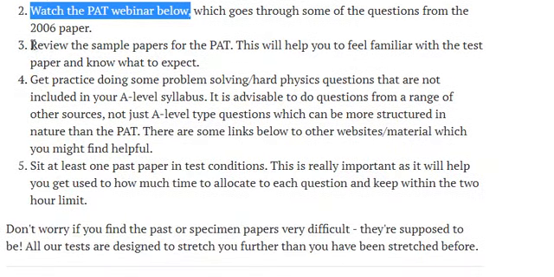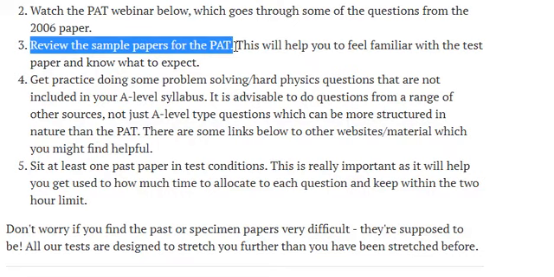The most important thing is to review the past papers of the PAT. If you have past papers of the PAT, get them and practice them in actual test conditions. Or if you don't have them, you can search on Google, download them, and then practice those. This is the most important section. You will be familiarized with the test once you practice these past papers. After doing some papers, you will get to know your strengths and weaknesses. Then you can overcome your weaknesses by practicing and revising the topics.